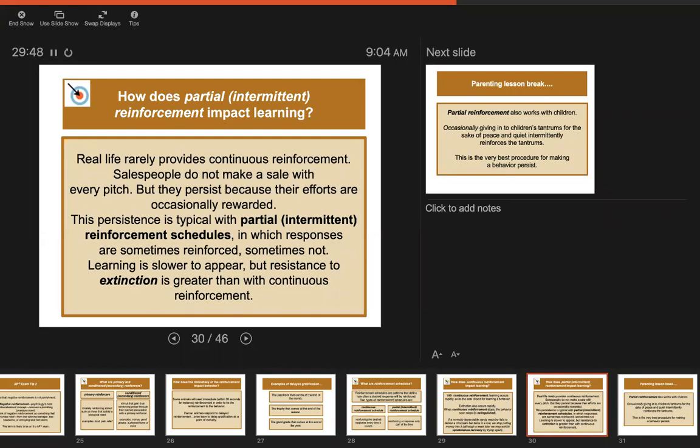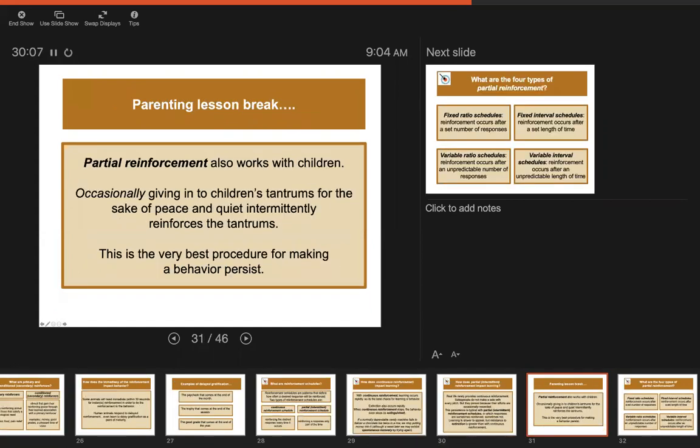This persistence is typical with partial or intermittent reinforcement schedules, in which responses are sometimes reinforced, not every single time. So sometimes they're reinforced and sometimes not. Learning is slower to appear when you use this type of schedule, but resistance to extinction is greater than with continuous reinforcement. So, parenting lesson: partial reinforcement also works with children.